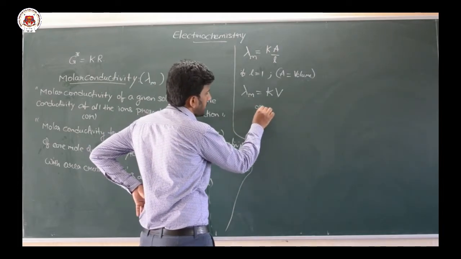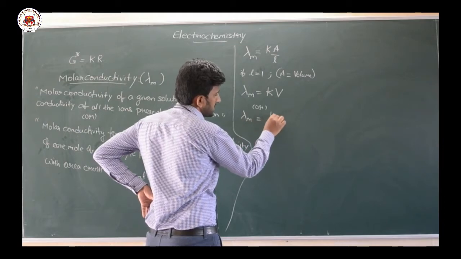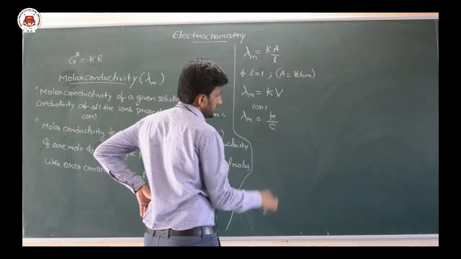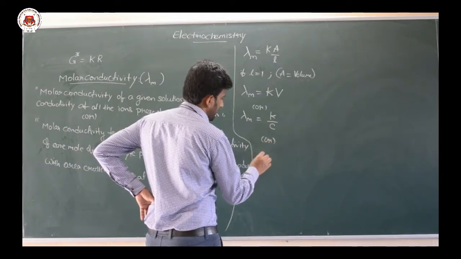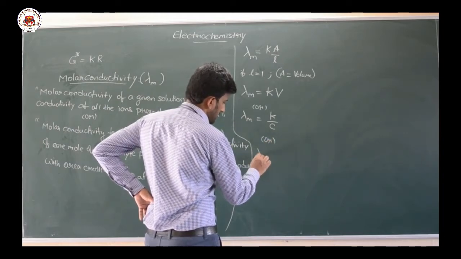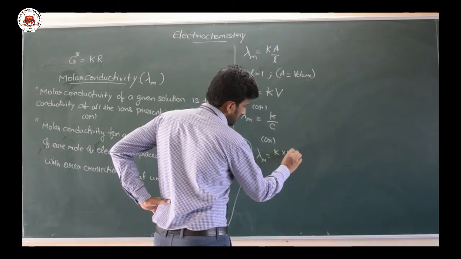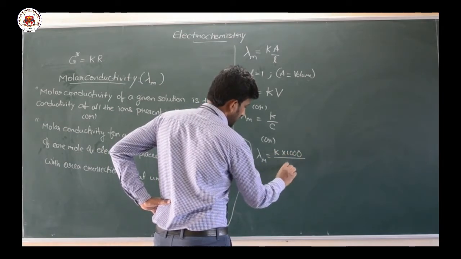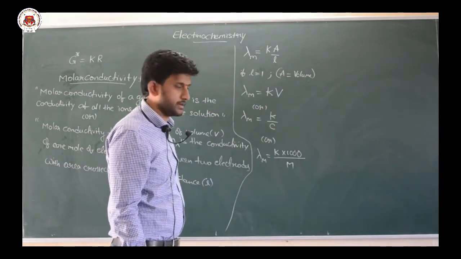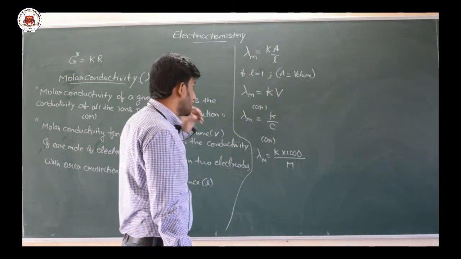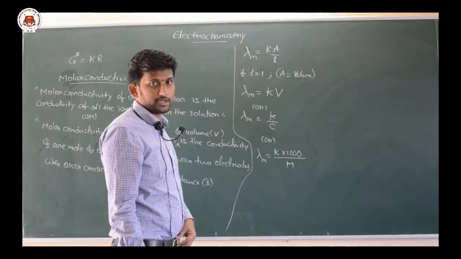Also there is another formula for lambda m. Lambda m is equal to K by C. C stands for concentration. Also there is another formula, lambda m is equal to K into 1000 by C, where concentration means molarity. So you can consider any one of these formulas for defining lambda m.